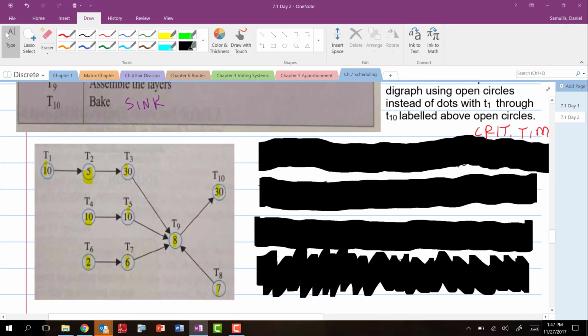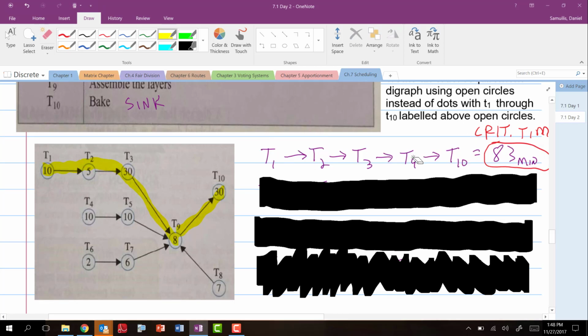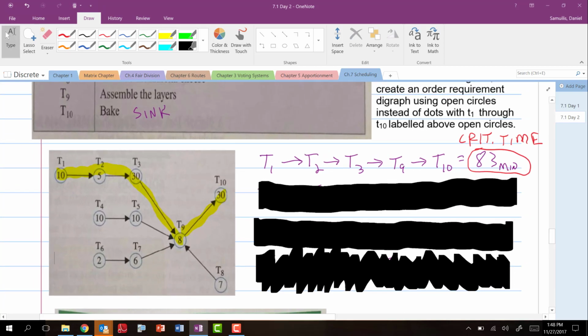All right, but then trying to optimize this scenario. Here's one path. That is one maximal path. And that path now has a weight to it. T1 to T2, 10 plus 5, plus 30, plus 8, plus 30. 83 minutes. This ends up being the longest. But you need to check the others to make sure I'm right. Maybe I'm wrong, old and decrepit.